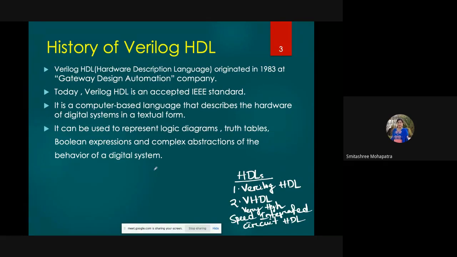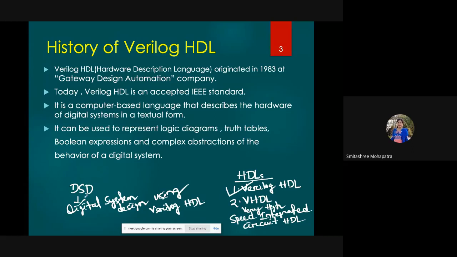So we are going to discuss Verilog HDL, digital design. Your syllabus name is DSD, DSD with Verilog HDL, meaning Digital System Design using Verilog HDL.